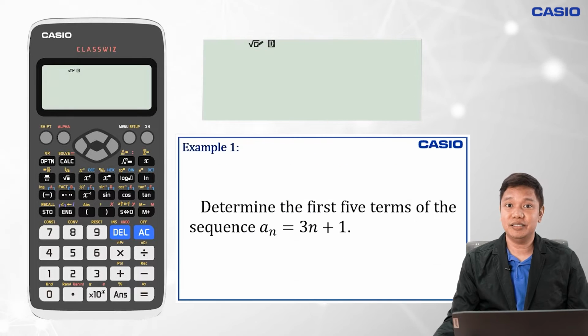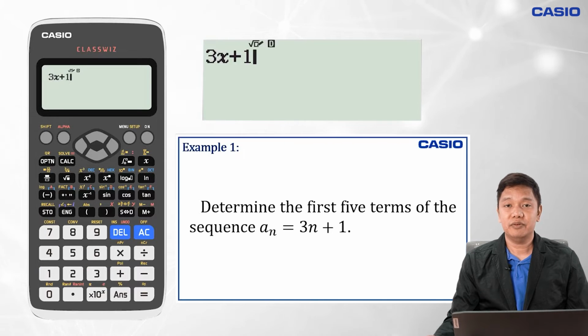Let us consider this first example. In this example, we are asked to determine the first 5 terms of the sequence defined by a sub n is equal to 3n plus 1. Using our Casio Classwiz, we don't have the variable n, but we can represent n as x, so we can have the expression 3x plus 1. Key in the expression in our Casio Classwiz: we have 3, and then x, plus 1.